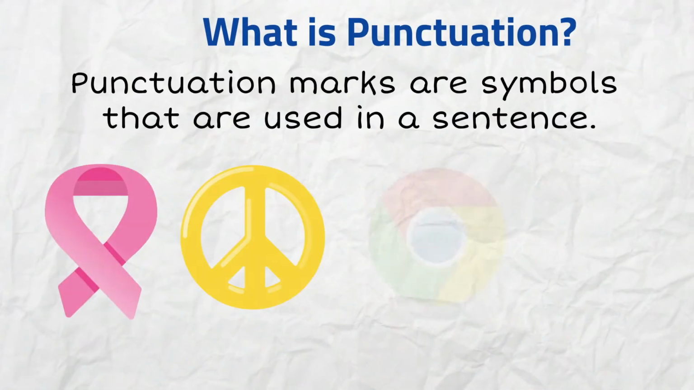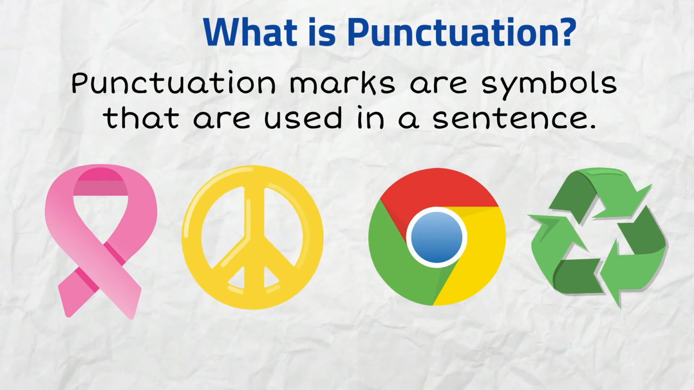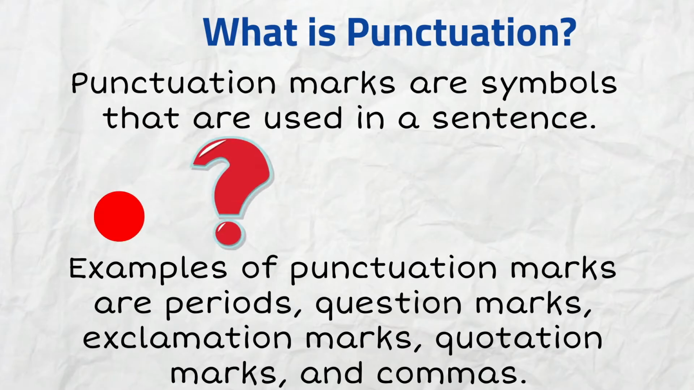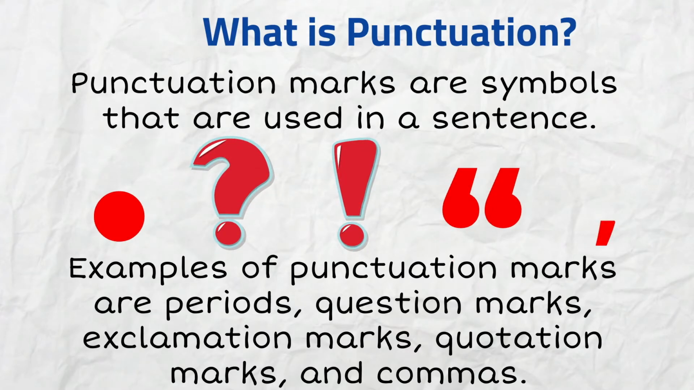Punctuation marks are symbols that are used in a sentence. Examples of punctuation marks are periods, question marks, exclamation marks, quotation marks, and commas.